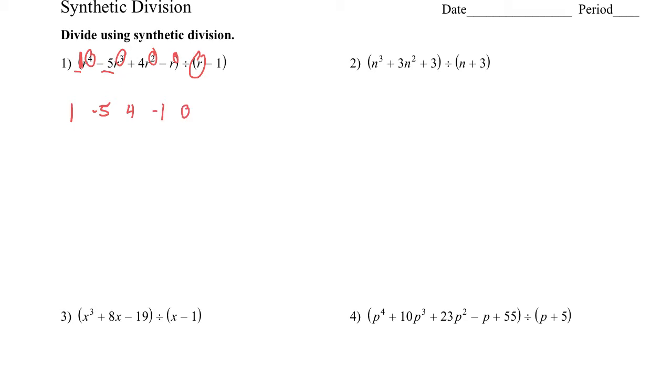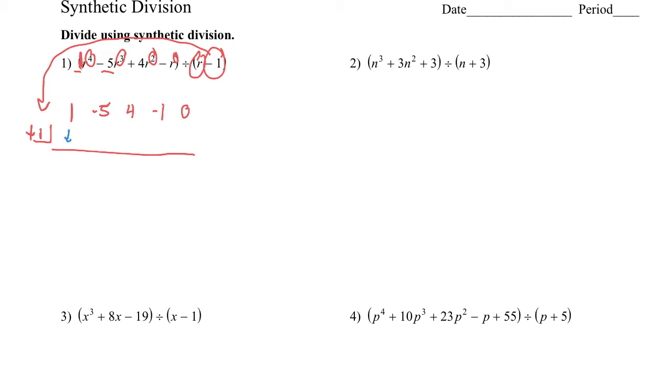Then you leave a space underneath there and draw a line, and then you put a little half a box over here. Inside the box, you take the opposite of the number that's added or subtracted here. So it's -1 here, so it's going to be +1 over there. Okay, and then you start the synthetic process.